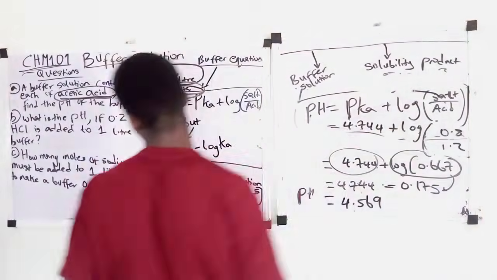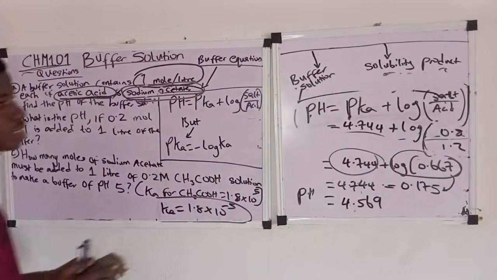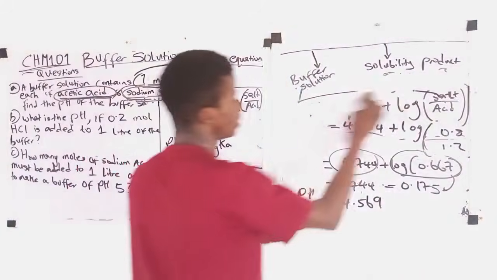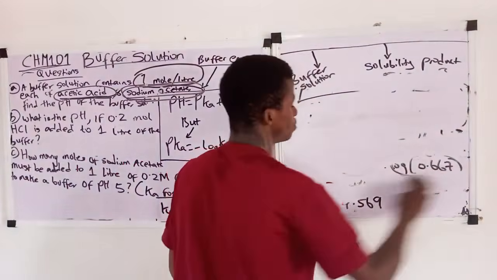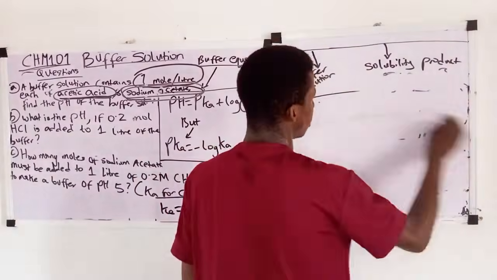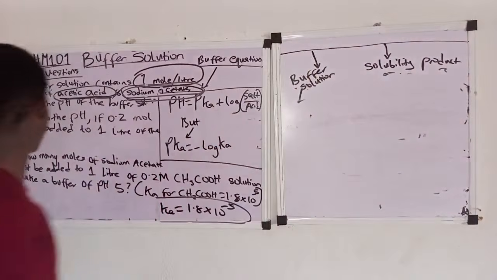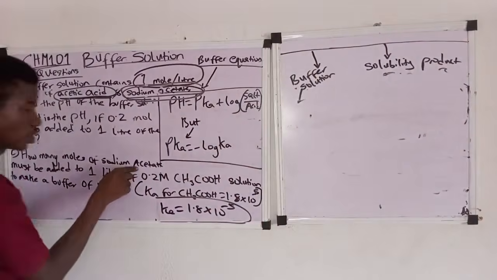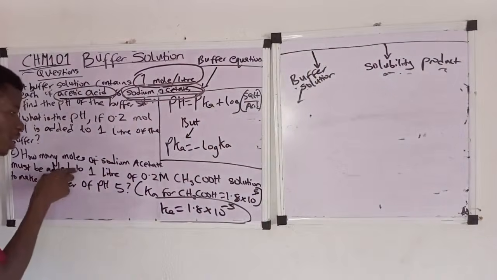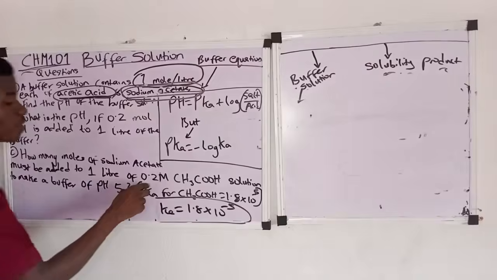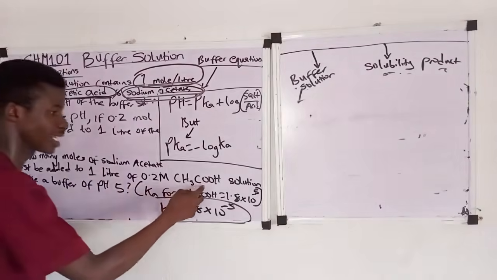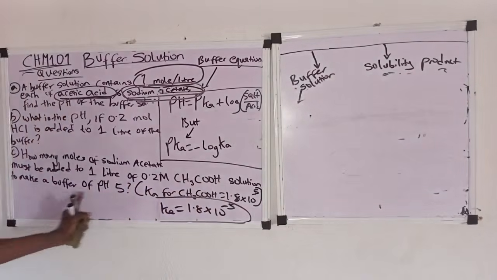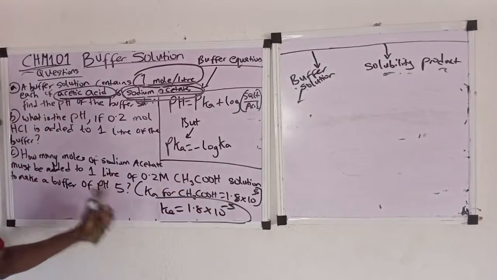Now let's do the next question. It's very easy. The more questions we do, the better you understand it. Okay, so now look at the next question. It says, how many moles of sodium acetate must be added to 1 liter of 0.5 molar ethanoic acid solution to make a buffer of pH 5?